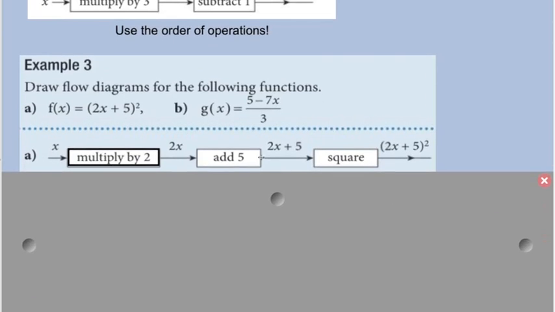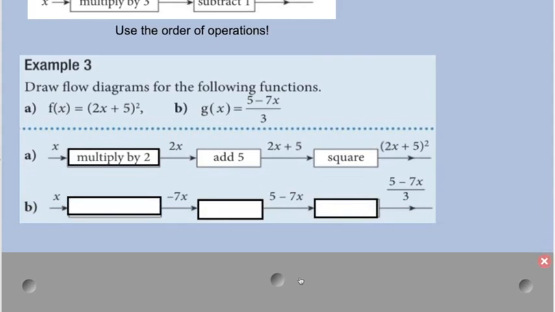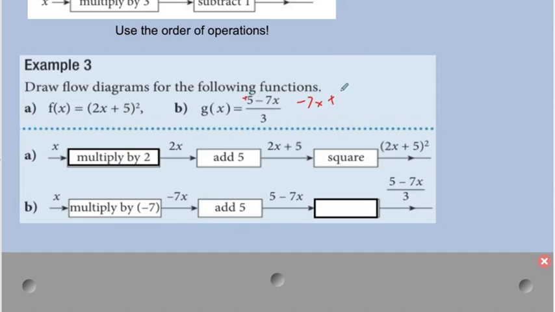Okay, g, maybe a little bit more complicated. First, I need to multiply by -7. Then I add 5, because it just matters how it's written. -7x plus 5 equals the same thing as 5 minus 7x, so just be careful with that. And once I've done that, I divide by 3, and we're done. Okay, and that's function mapping, or that's flow diagrams at the end of our function mapping.